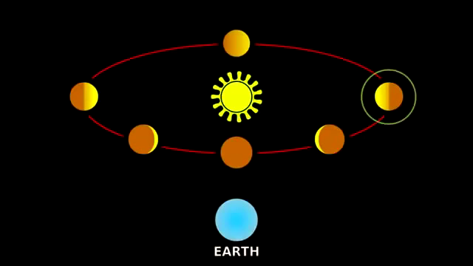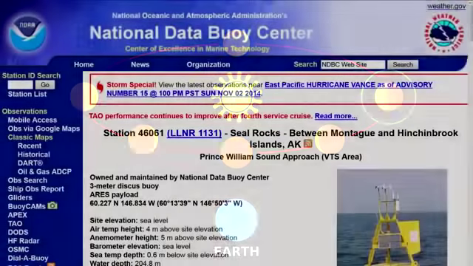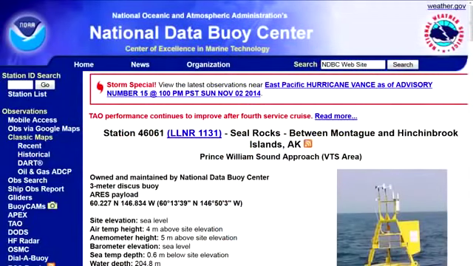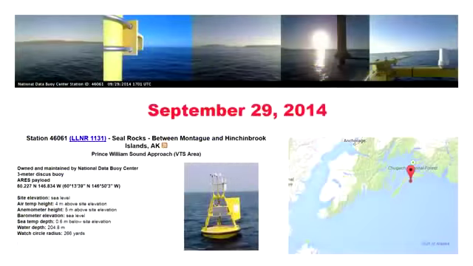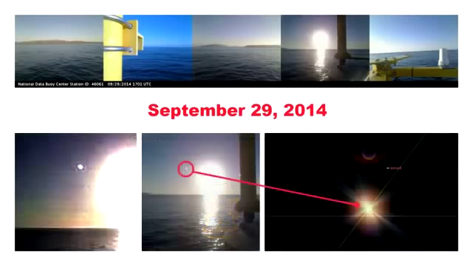With that, we begin in the Bay of Alaska. The first 2 images we will present are from station 46061 in the Bay of Alaska between the Montague and Hinchinbrook Islands. Our first observation is for September 29, 2014, and in the panel at the top of the screen we see 5 images. These panel images are usually taken about an hour apart, and the timestamp usually refers to the last image in the panel, with the time being noted in UTC. Here, our image of interest is second from the right.